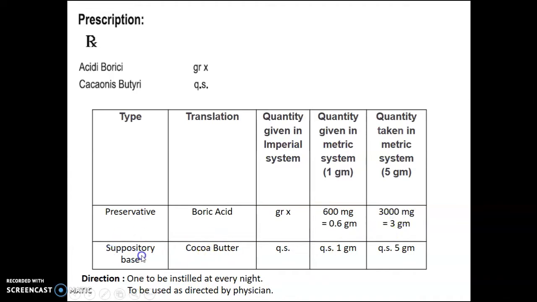Cocoa butter is used as a suppository base. Quantity given in the imperial system is quantity sufficient. Quantity given in the metric system for preparing 1 gram is quantity sufficient to prepare up to 1 gram. And the quantity taken in the metric system for preparing 5 gram is quantity sufficient to prepare up to 5 gram. Direction: 1 to be instilled every night and to be used as directed by the physician.